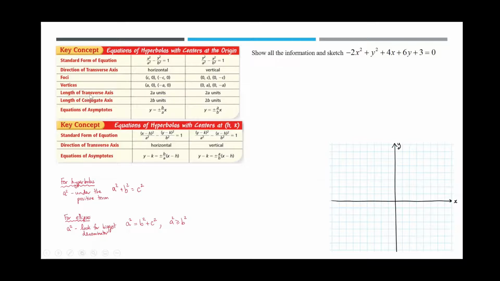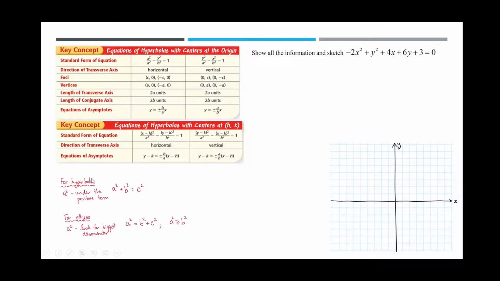We had length of transverse axis is 2a, conjugate would be 2b, kind of like the major and the minor axis, except please remember that 2a doesn't have to be the biggest here. We're looking for a to be the one underneath the positive term instead of being the biggest one.